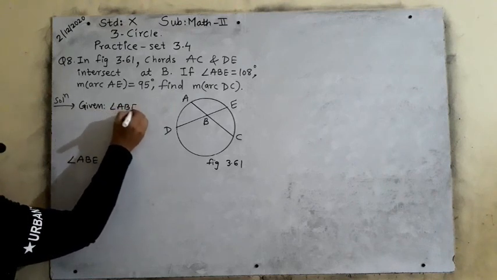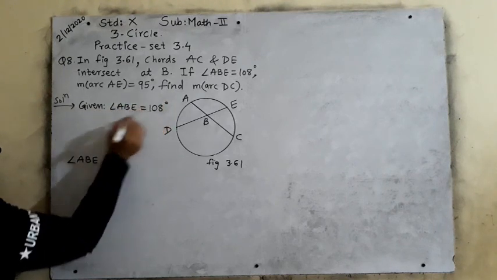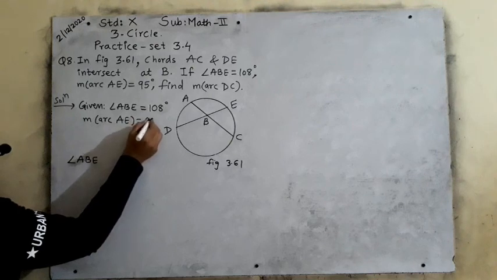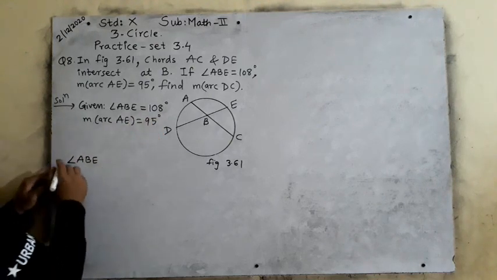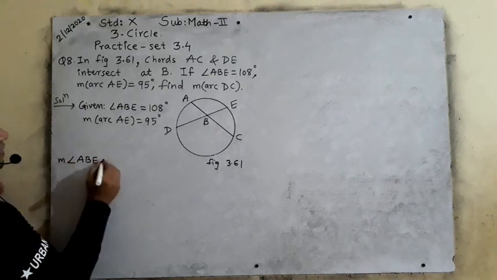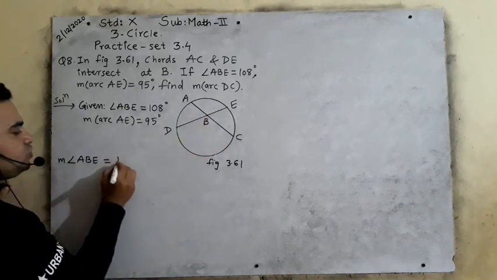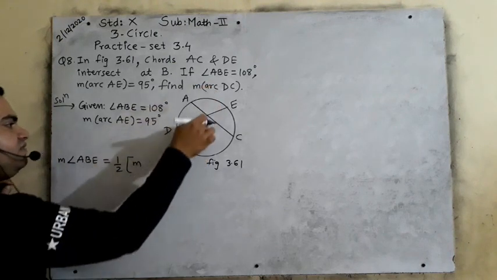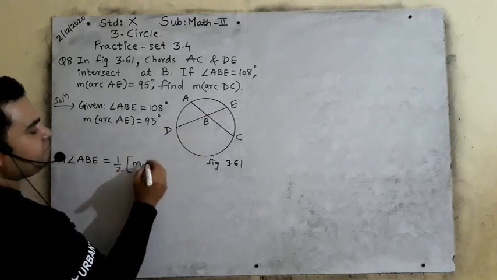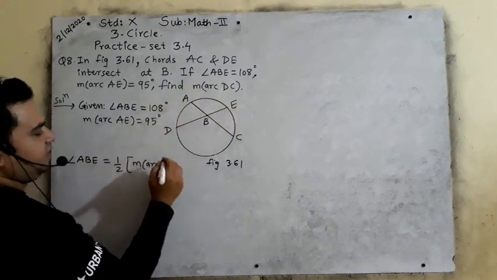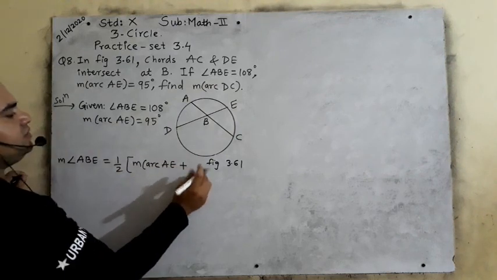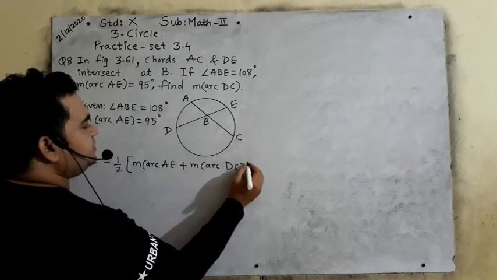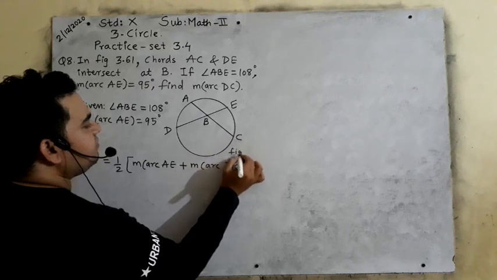Angle ABE is equal to 108 degrees. What else is given? Major arc AE is equal to 95 degrees. Now we will write angle ABE is equal to half of the arc in front and the arc in back, so half of major arc AE plus major arc DC. Is it clear?